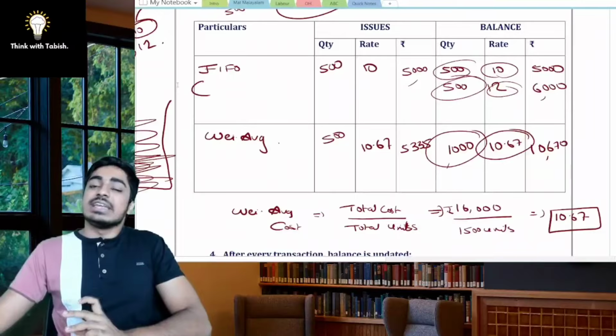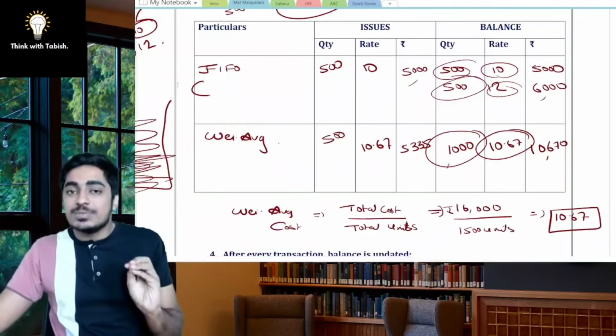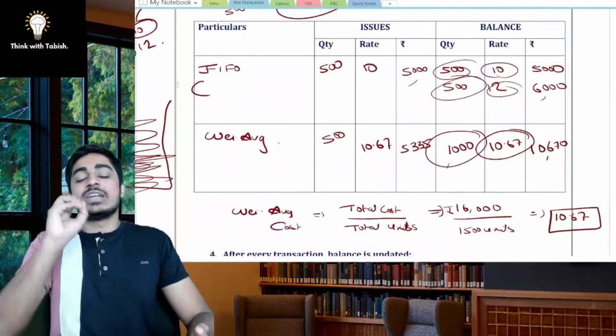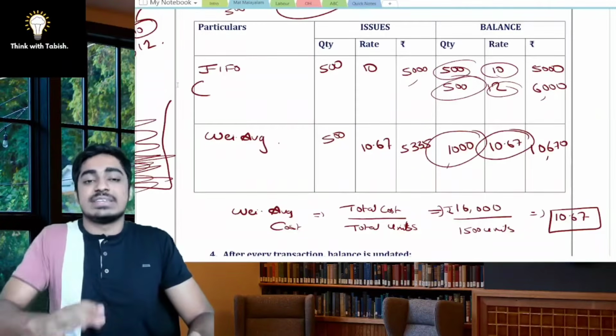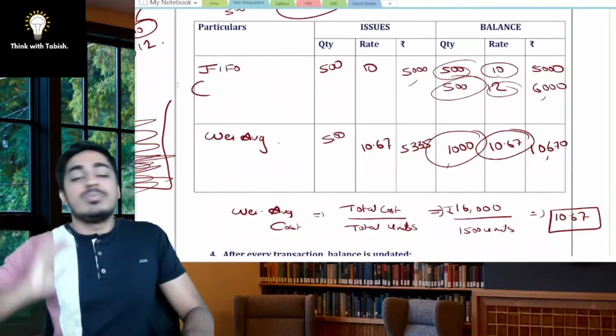In weighted average, we are saying, don't worry so much whether you purchased for 10 or 12 or 15 rupees. Calculate the weighted average rate. That is total cost divided by total units. You get the weighted average rate. Using the weighted average rate, calculate your issues, calculate your balance.